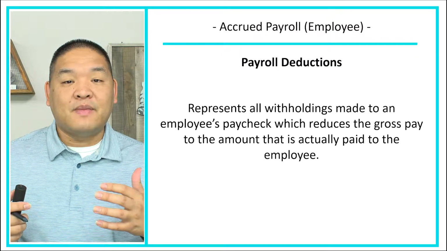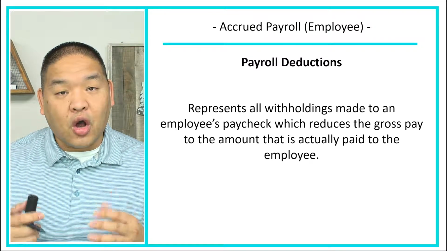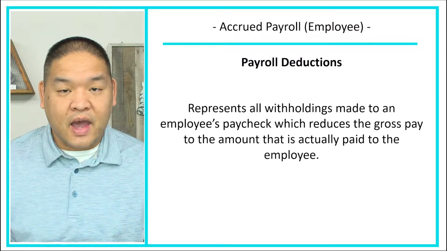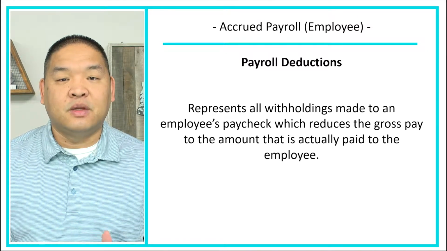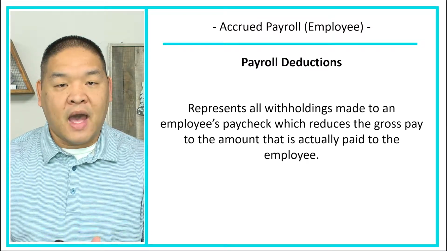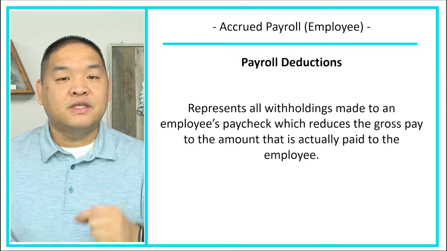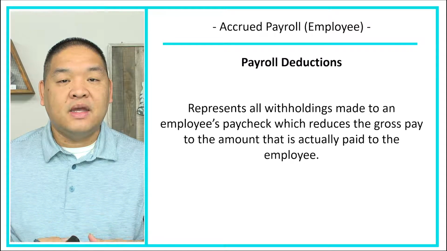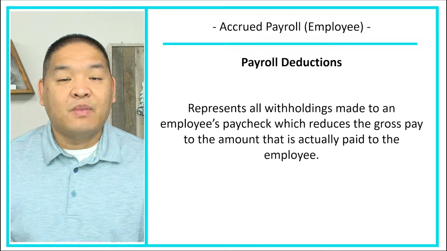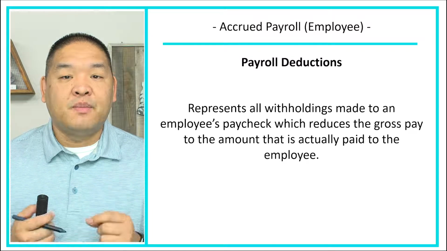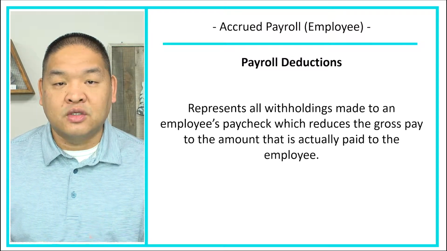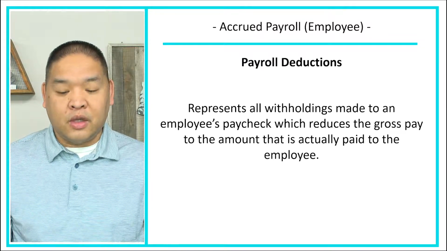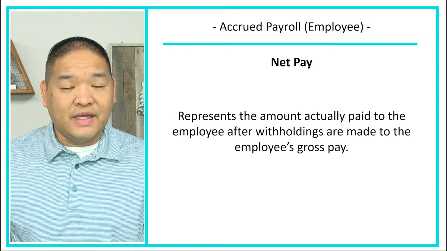From there, we have to think about payroll deductions. These represent all the withholdings made to an employee's paycheck, which reduces the gross pay amount to the amount that is actually paid to the employee. So the payroll deduction amount is the difference between the employee's gross pay and how much they actually get paid. So if they earned $200, but they only get paid $150, then the payroll deductions would be $50. So the payroll deduction is the difference between their gross pay and what they will receive from their employer, which we would call net pay.